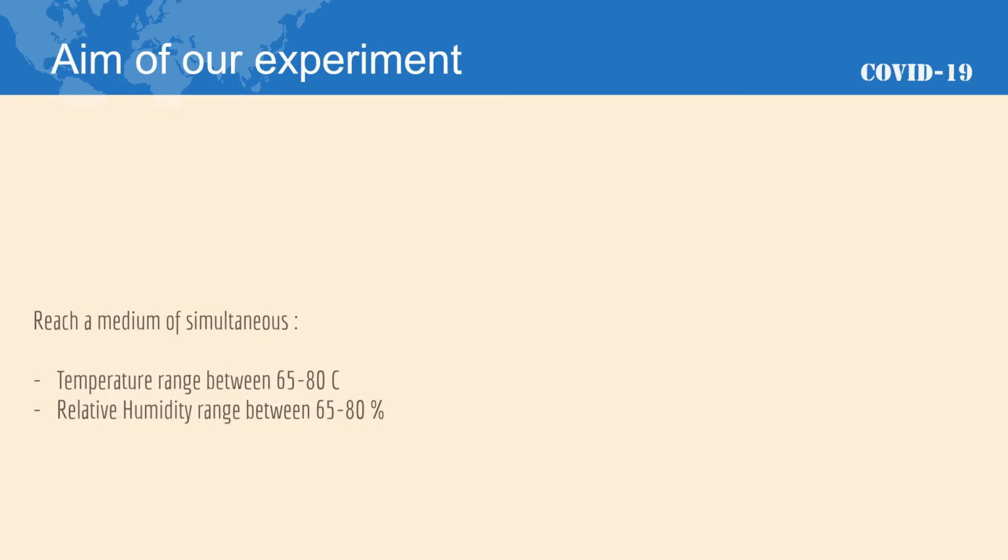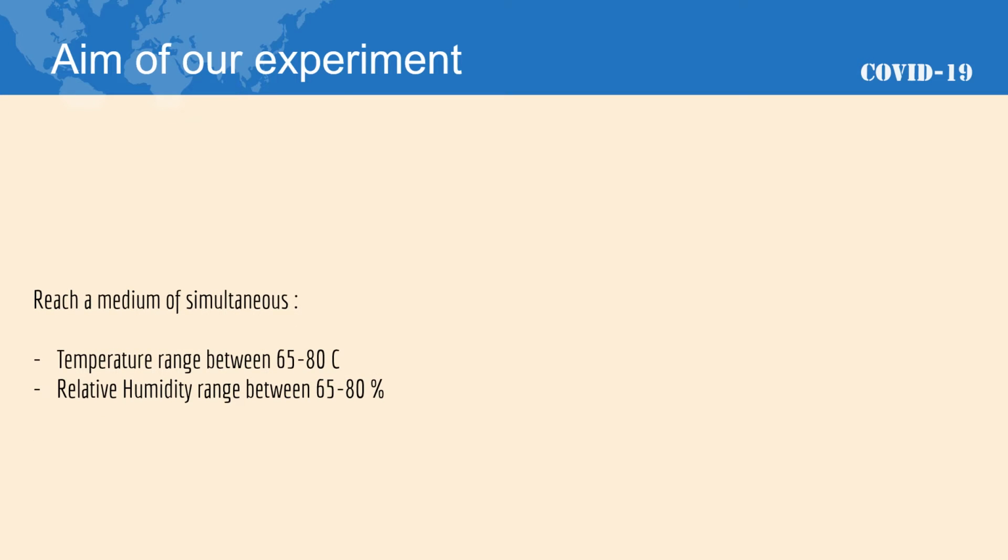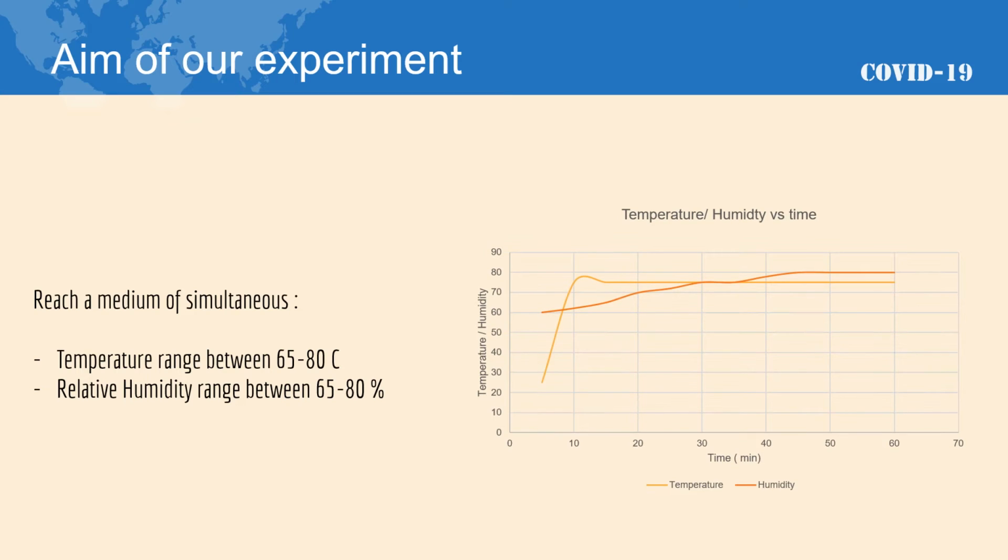More accurately, the aim of our experiment would be to reach a medium of simultaneous temperature range between 65 and 80 Celsius and a relative humidity range between 65 and 80%. Now, the yellow line signifies the temperature readings, and we expect it to ramp up from room temperature to the required temperature, which is about 75 or 80 Celsius. And for the humidity, we expect it to increase from 60%, which is room condition, up until about 80%, and we would like it to remain constant well before the experiment ends.